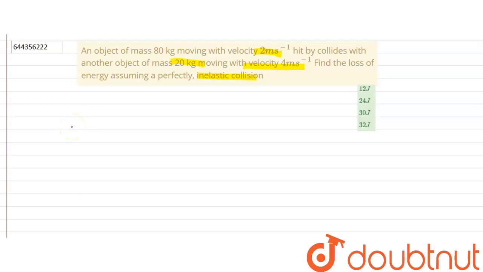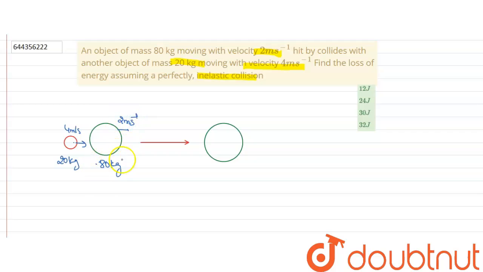Now we will draw two objects. Now according to the question, there is an object of mass 20 kg, moving at 4 meter per second, that hits the body which weighs 80 kg, which is moving with 2 meter per second. There is an inelastic collision between them. Their masses are combined, which is 100 kg, which is moving with velocity v.